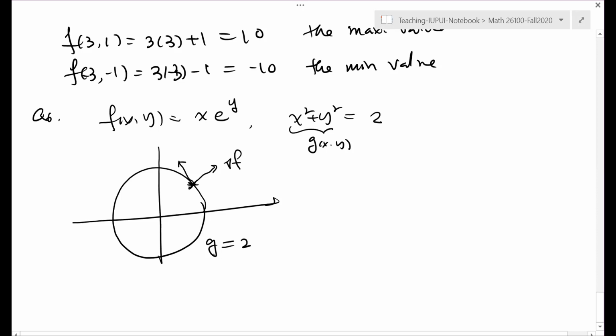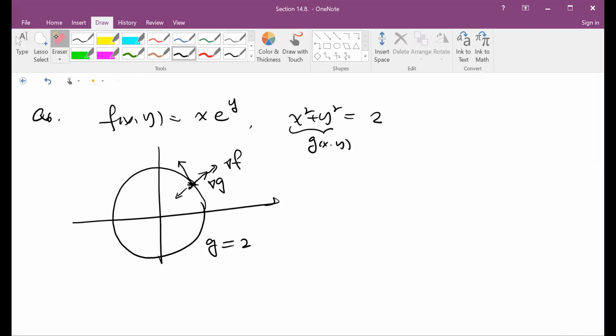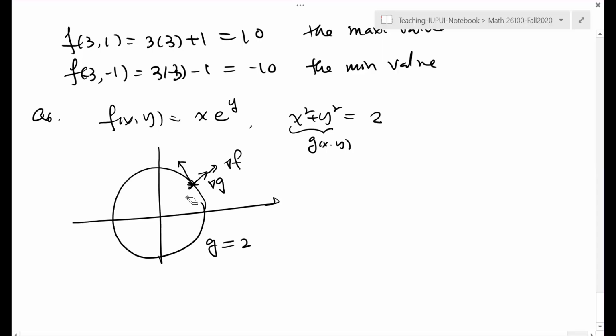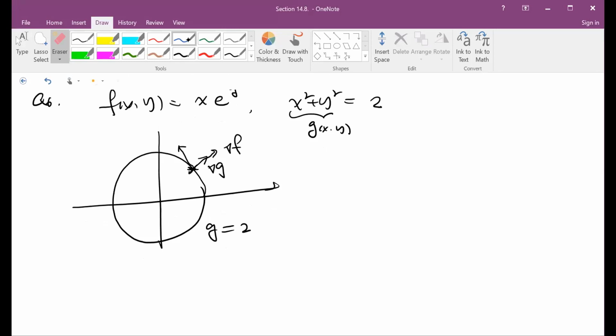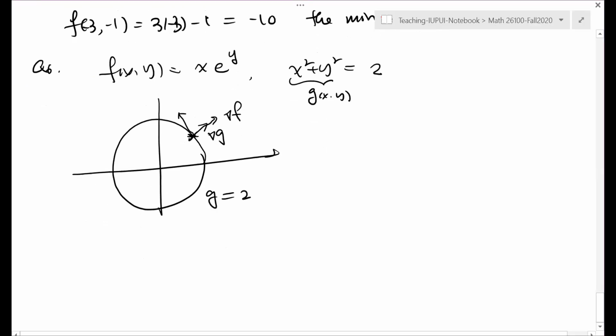But now, because this curve is determined by g(x, y), the gradient of g may be in the same direction. So they must be proportional to each other, if this is a point at which the function has a local maximum value. This is the idea.